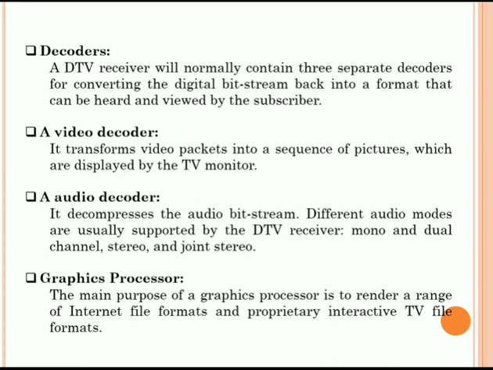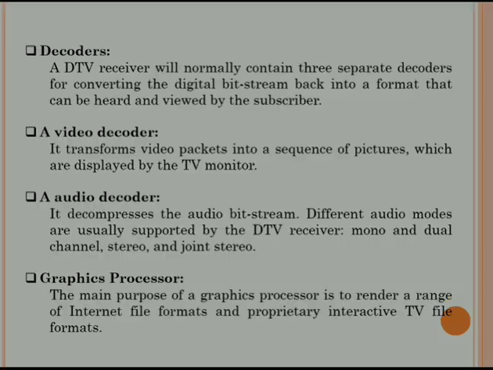A video decoder transforms video packets into the sequence of pictures which are displayed by the TV monitor. The audio decoder decompresses the audio bit stream. Different audio modes are usually supported by the DTV receiver, and mono, dual channel, stereo and joint stereo are extracted by using this decoder circuit. And the graphic processor: its main purpose is to render a range of internet file formats and proprietary interactive TV file formats.